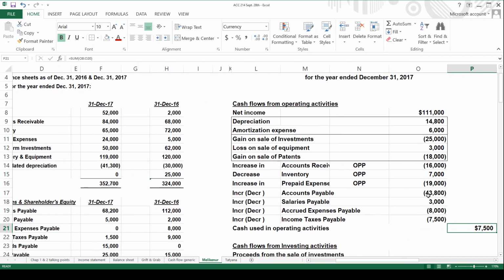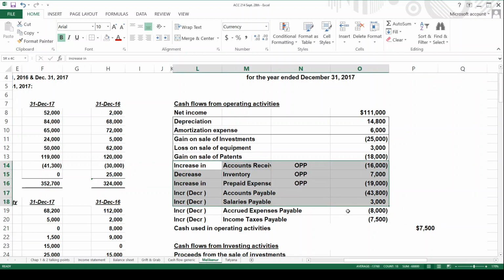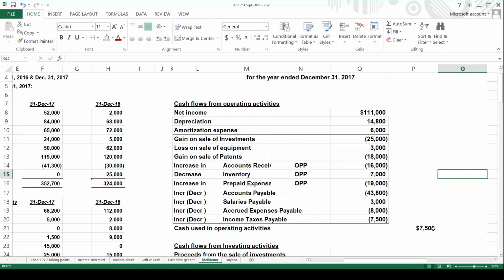Okay. Then we get a total for this category, which is the conversion from accrual to cash basis. We got a big $7,500, so our operating cash flows are not exactly good.